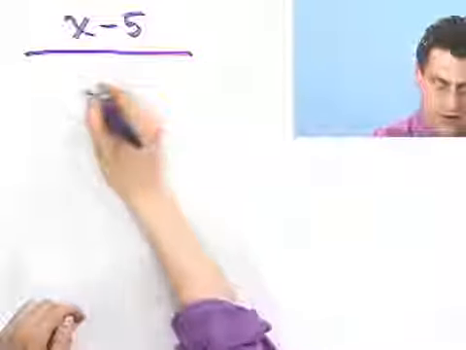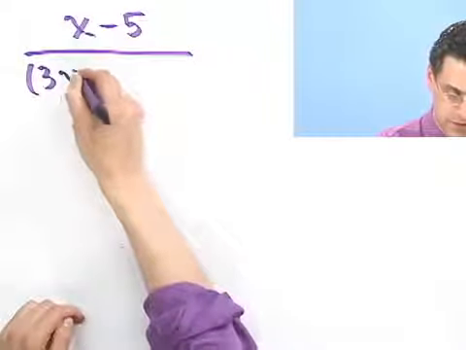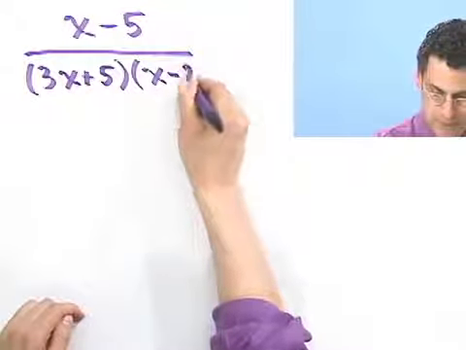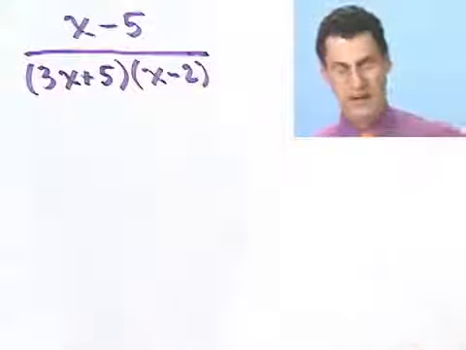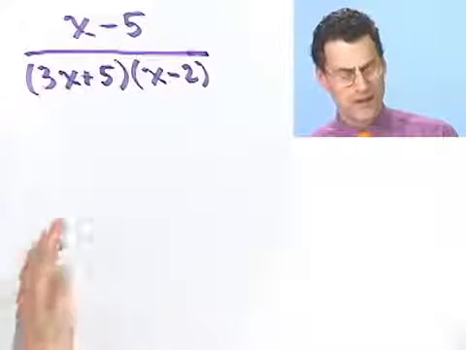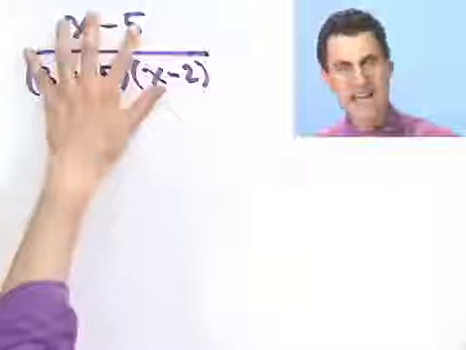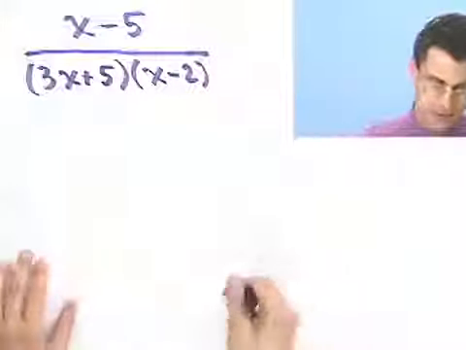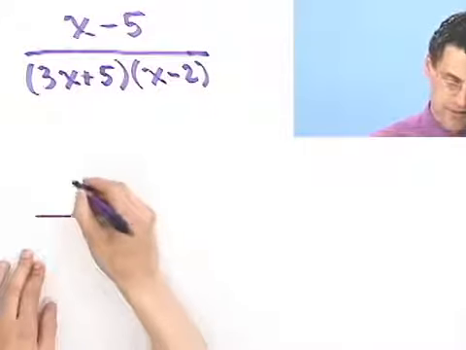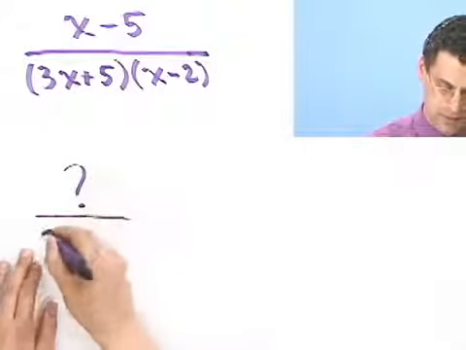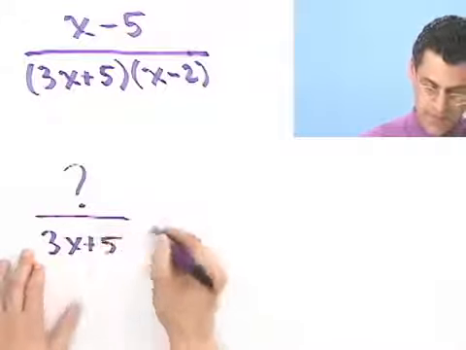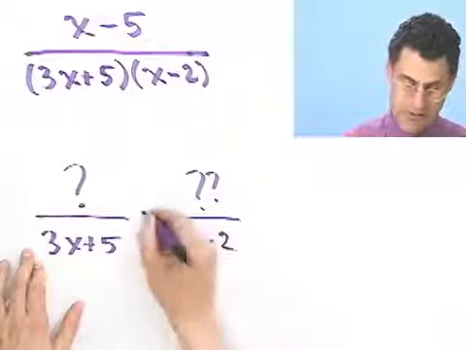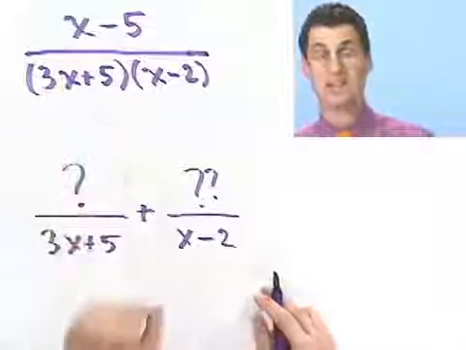Suppose I give you this rational function. So let's just drop back to rational functions for a sec. That's just a polynomial divided by a polynomial. And suppose I say to you, hey, you know what? That actually is the answer to a question. And the question was, I had two fractions. One fraction had some mystery thing on top, but 3x plus 5 on the bottom, and some other mystery thing on top, and x minus 2. And then I added them together, and I got that as the answer.